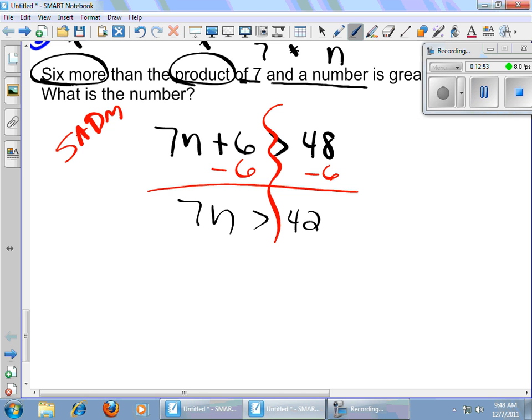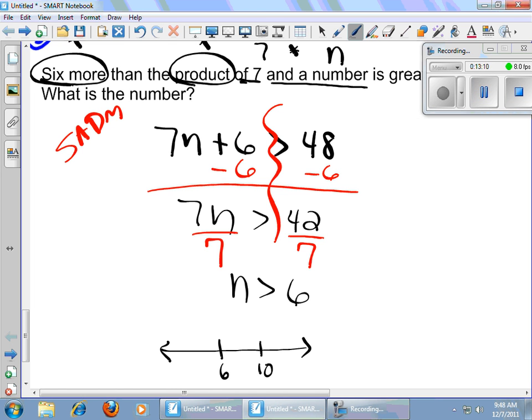The n is not alone. I'll divide each side by 7. So then n will be greater than 6. So n can be any number greater than 6. On a number line, I'll put 6 on. Maybe I'll put 10, and 2 over here. It will be an open point because it does not say equals here. It's only a greater than. And I need the numbers to be greater than 6. Well, the numbers greater than 6 are to the right of 6. And there you go. It's that simple.